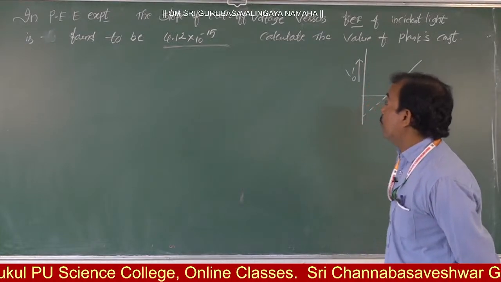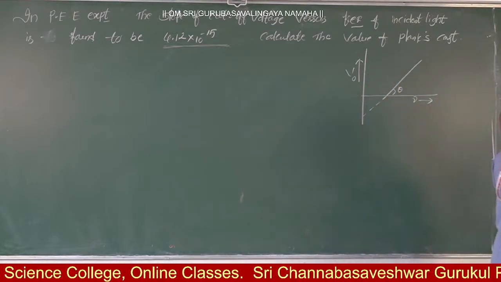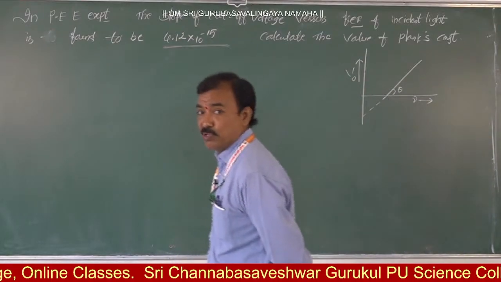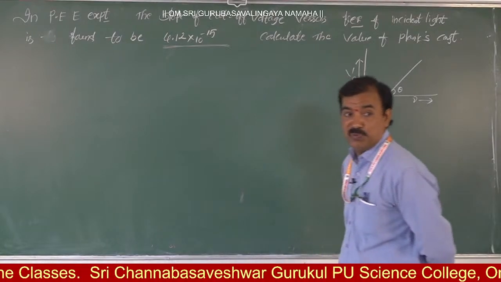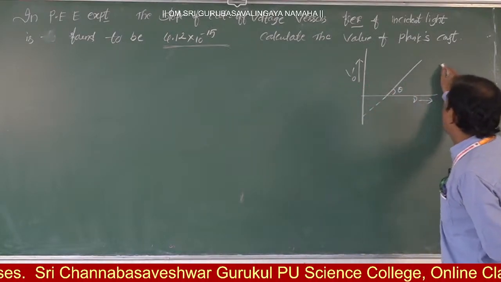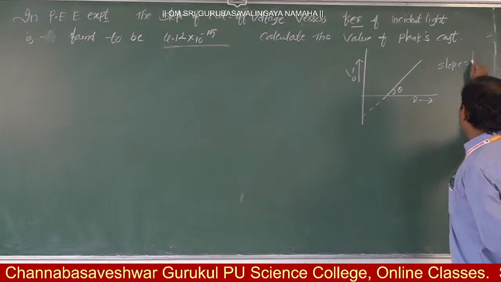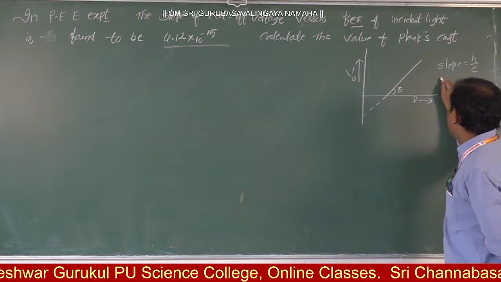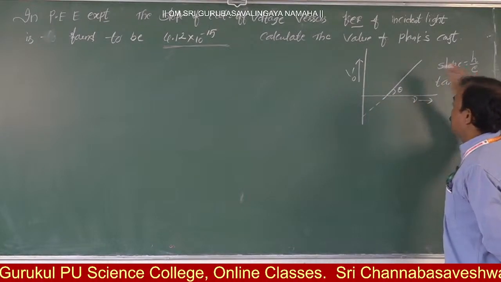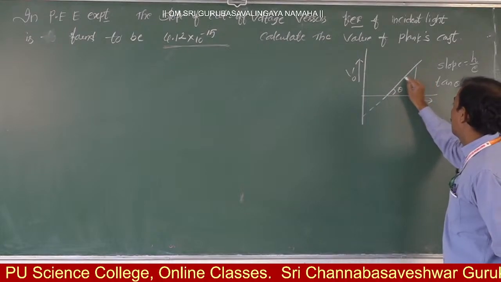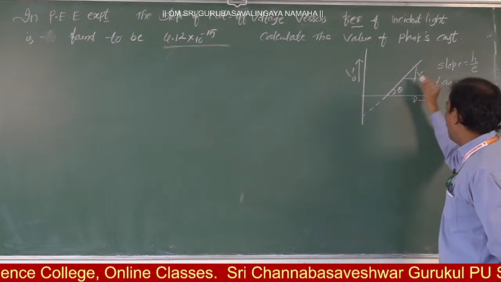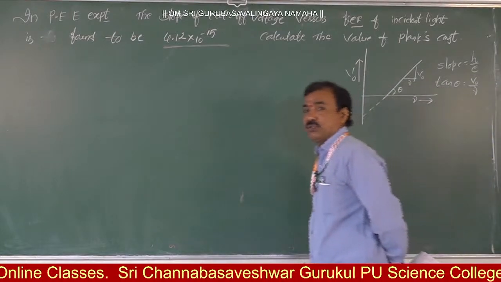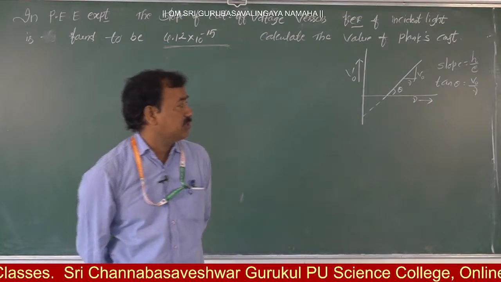The slope of the cutoff voltage versus frequency of incident light is found to be 4.12 into 10 to the power minus 15. Now, this slope is equal to h by e. Is it clear? Again, from this graph, what is the slope equation? Tan theta is equal to the opposite side, which is V naught, the change in potential, divided by nu. So tan theta is equal to V naught by nu.